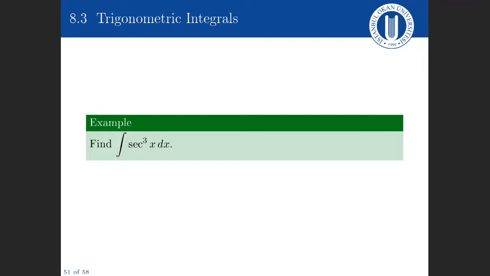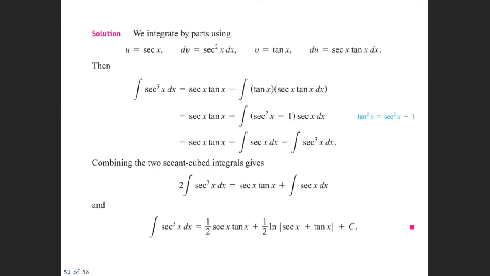This time we're going to use integration by parts. The 3 I'm going to think of as 1 plus 2. I'm going to think that we have sec x multiplied by sec squared x. I'm going to let u be sec x, and I'm going to let v' be sec squared x. Then we know that v is tan x because the derivative of tan x is sec squared. And we know that the derivative of sec is sec x tan x.